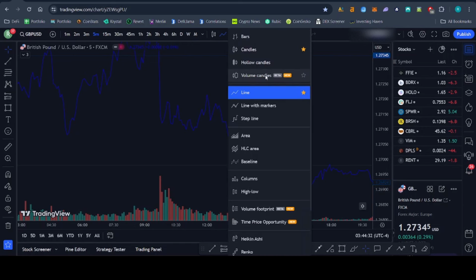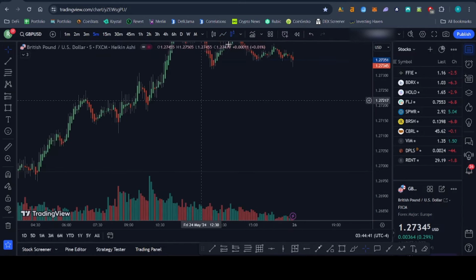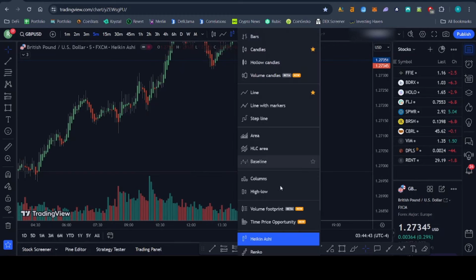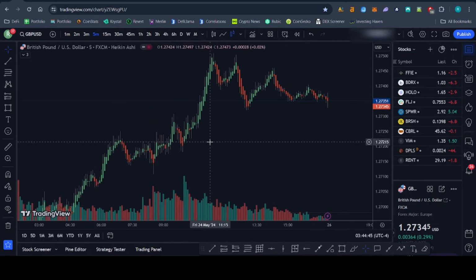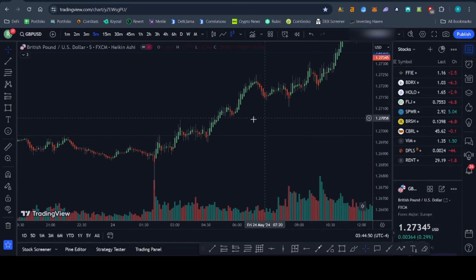The other one is Heikin Ashi candles, if we can find them here. There we go. Okay, so what these do is print candles which are more based on momentum. You can see that some of them are different coloured to when I was in the candlestick mode, but these can be another way to see where the highs and the lows are a bit easier.